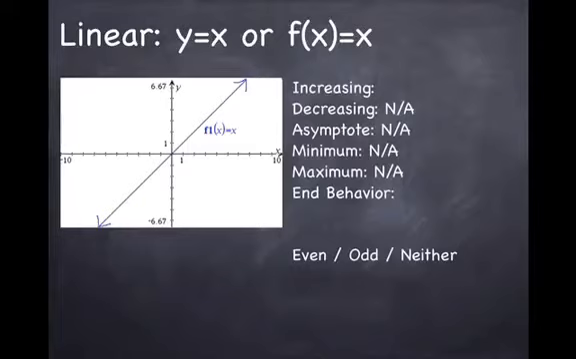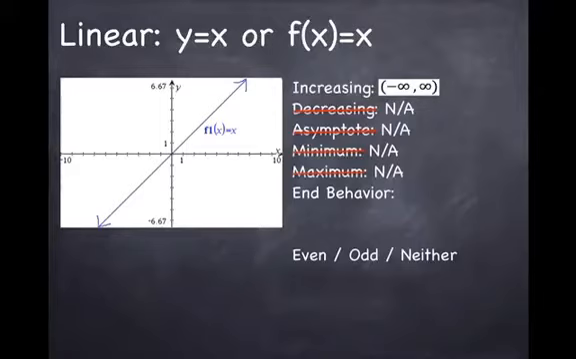Here's your linear function. I am crossing out everything that does not apply. You will notice a lot of these do not apply. We don't have any point where we're decreasing. We don't have any asymptotes. We don't have a minimum or a maximum point. Now, since we are increasing the whole time, it's going to be when x is negative infinity all the way to x is positive infinity. The whole time we are increasing in this case.